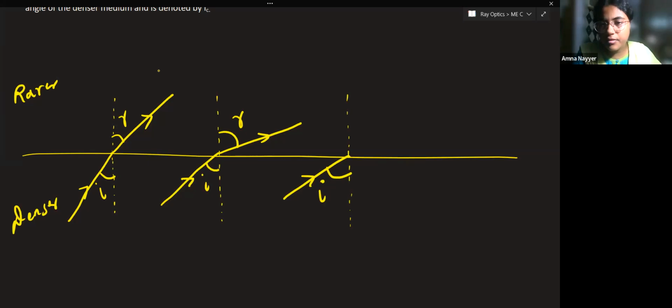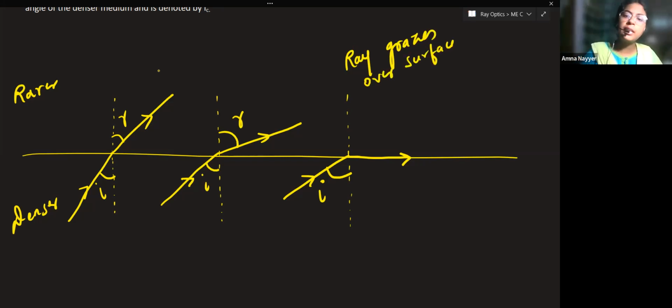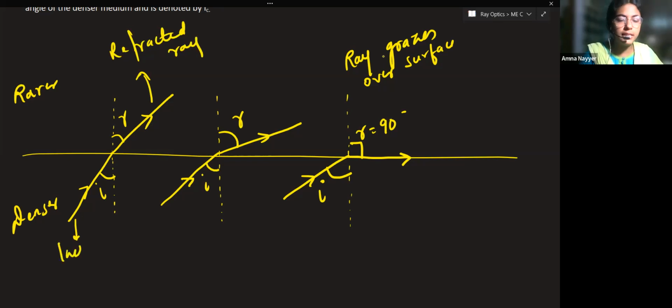Now when this refracted ray will be shifted, this will graze over the surface. Ray grazes over surface. So this angle is what? Angle of refraction is 90 degrees. See, this was the refracted ray. This was the incident ray. Ray was incident from where? It was incident from the denser to the rarer surface.